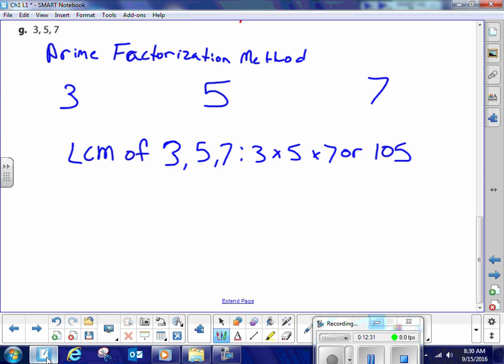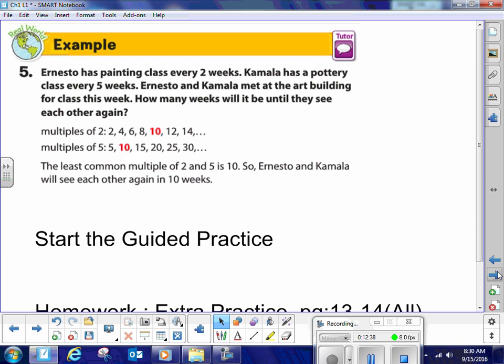Okay? All right. I think the next thing, we have one more problem that we're going to do. It's a word problem. We'll go over it real quick. Ernesto has a painting class every 2 weeks. Carmela, or whatever that name is, has a pottery class every 5 weeks. Ernesto and Carmela meet at the art building for class this week. How many weeks will it be until they see each other again?